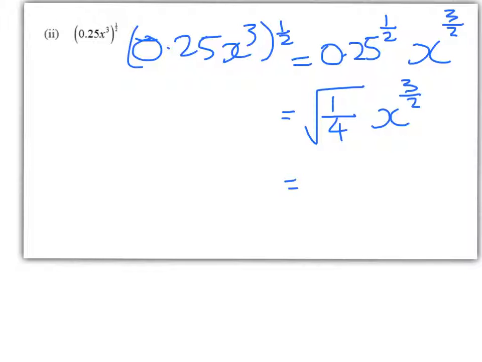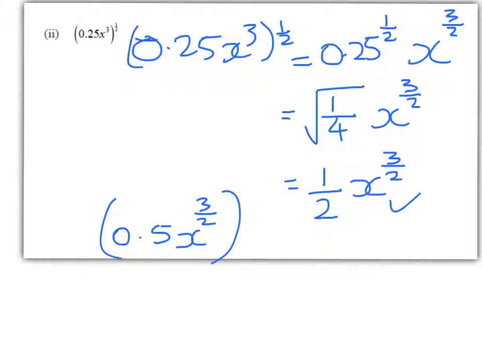The square root of 1/4 is 1/2. So it's 1/2 x to the power of 3 over 2. And before anyone asks me in class, it's totally fine to write that as 0.5 x to the power of 3 over 2. Both of those are fine. So another achieved tick.